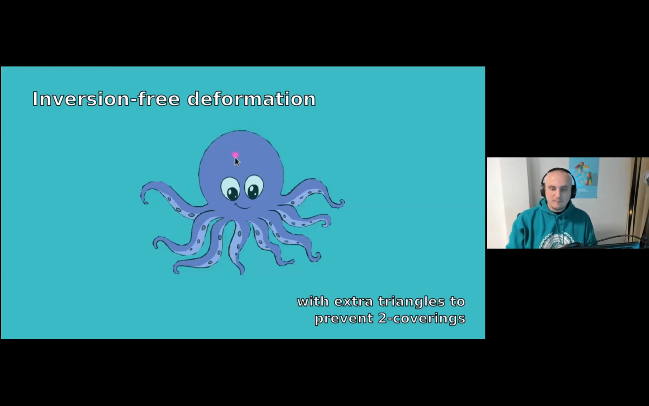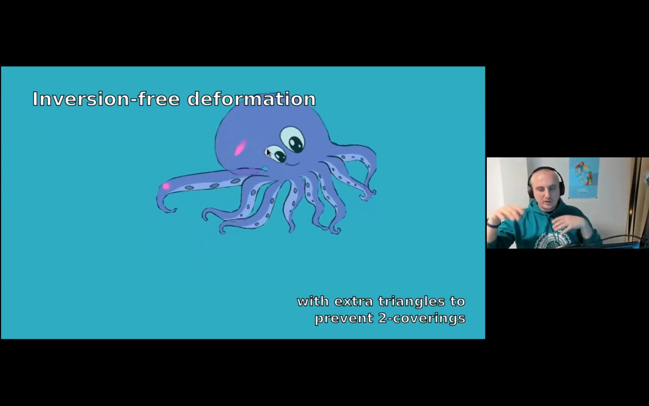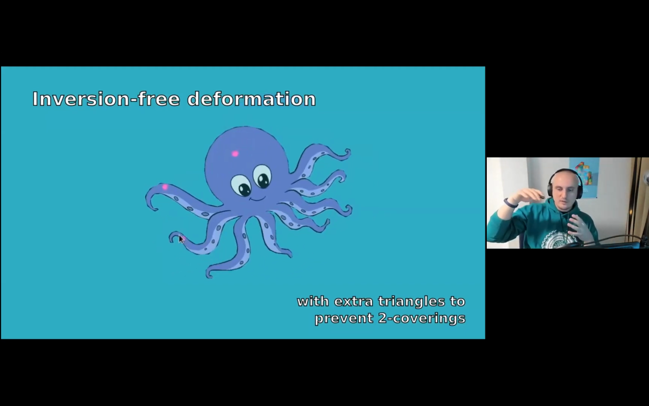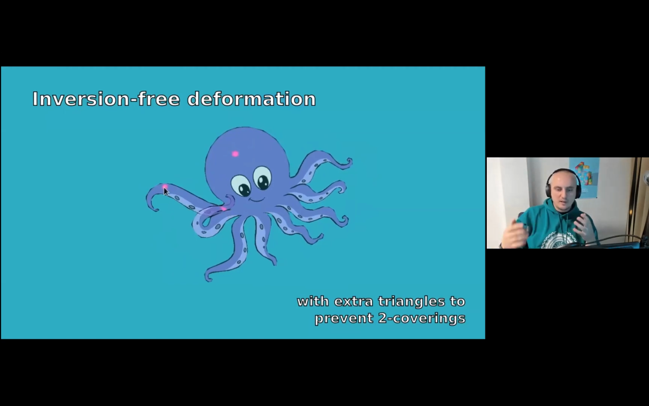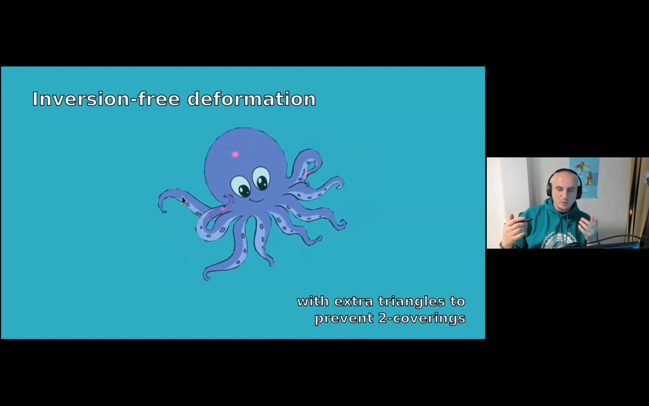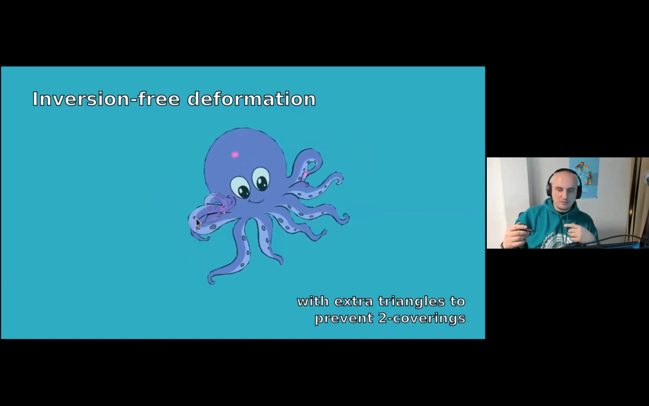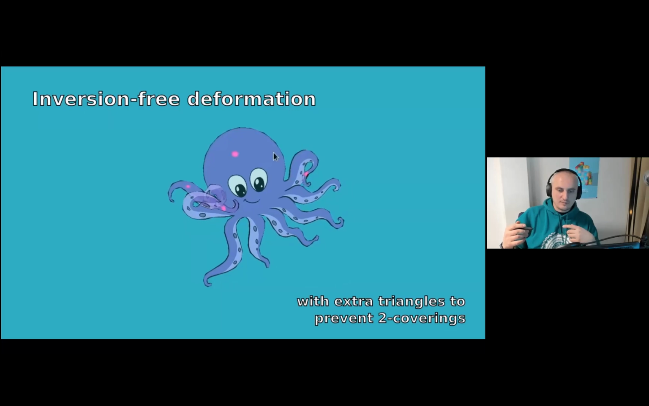Here is another example. Interactive inversion-free deformations. This is a textured 2D mesh of an octopus, and we can apply directly our method. When the user constrains a vertex, the rest of the mesh moves to minimize its distortion as expected. Note that we can make a complete rotation to the tentacles without breaking the injectivity.